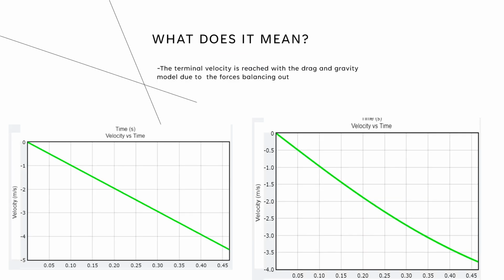Now, what does it mean? Here, the terminal velocity is reached with the drag and gravity model due to the forces balancing out. Terminal velocity is when an object is no longer accelerating in the air, and this is a result of the drag force being equal to the force of gravity. If there's no drag force, such as the model with only gravity, then there will not be terminal velocity and it will continue to increase in speed. However, with drag, we can see that it begins to slow down, therefore reaching terminal velocity.